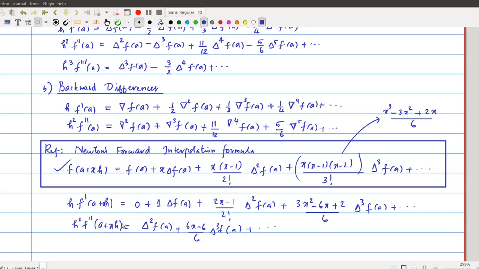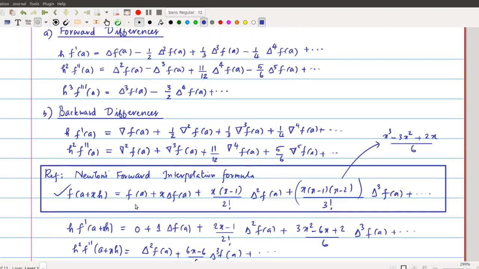In order to get the first formula defined here, we need to put x equal to 0 in this expression. When x equals 0, we will get h times f dash of a plus 0 times h, that is f dash a, on the left side. On the right side we have the second term starting from del f of a, minus, putting x equal to 0 here gives minus 1 by 2 times this, and when you put x equal to 0 here, that will be 2 by 6, that is 1 by 3 times this, etc.